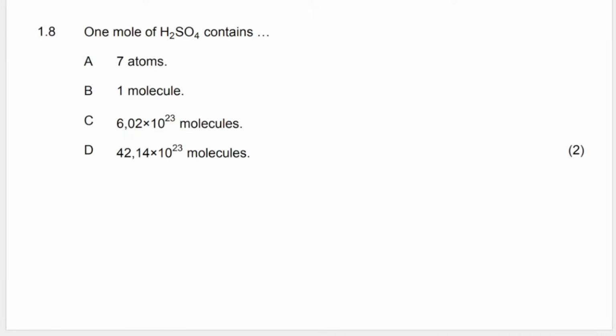In this question, they say 1 mole of H2SO4, sulfuric acid, contains, and they give you a whole bunch of things. Now, as soon as you see 1 mole, your brain should be thinking about Avogadro's number, Avogadro's constant, which is 6.02 times 10 to the 23. But if you really wanted to double check, if you're looking for the number of atoms or the number of molecules, we're going to use this formula.